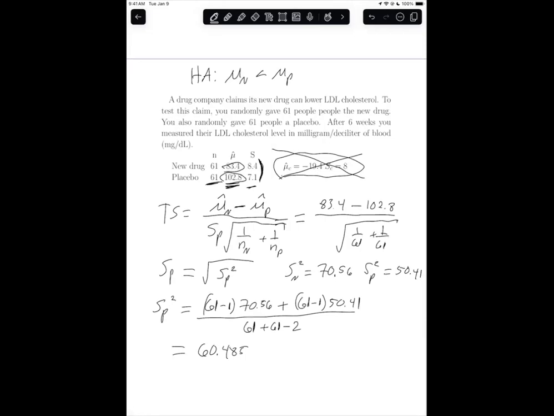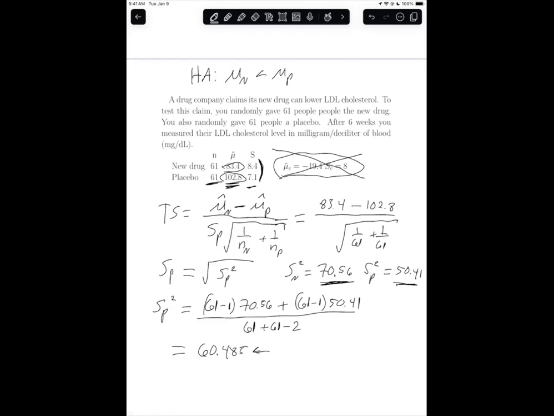Now, some things to note. The variance of one group is 70.56, and the variance of the other group is 50.41. The pooled variance is always going to be between them. So if you do this calculation, and if we'd gotten something bigger than 70.56, or something smaller than 50.41, we would know that we did something wrong. It's always going to be between them.